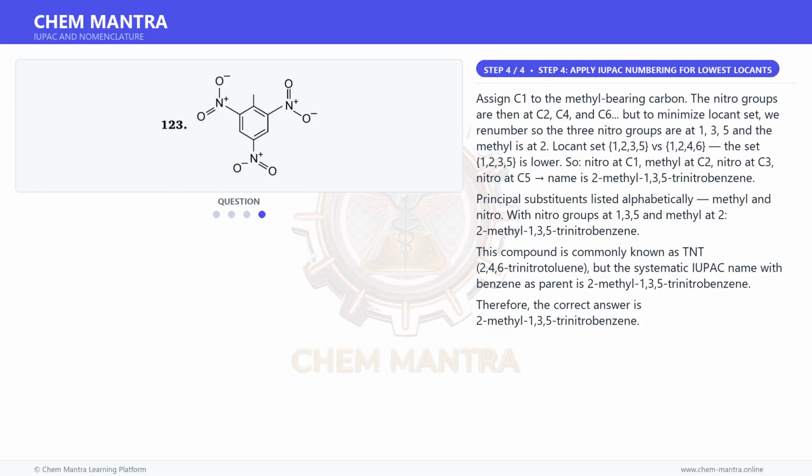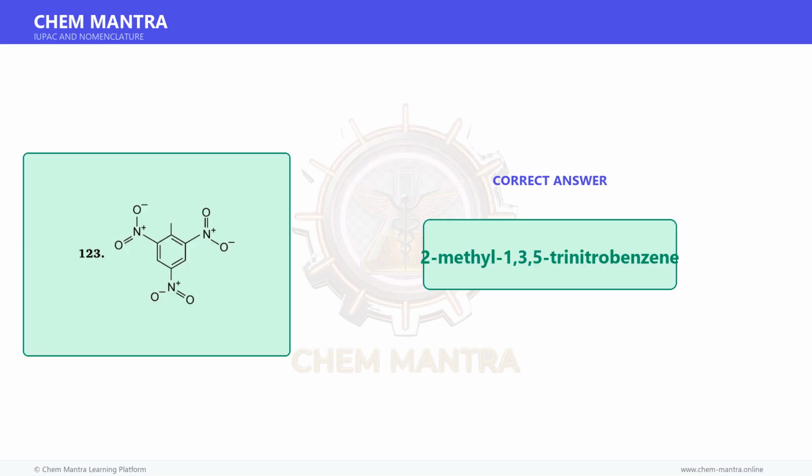This compound is commonly known as TNT, 2,4,6-trinitrotoluene, but the systematic IUPAC name with benzene as parent is 2-methyl-1,3,5-trinitrobenzene. Therefore, the correct answer is 2-methyl-1,3,5-trinitrobenzene. The correct answer is shown on screen.